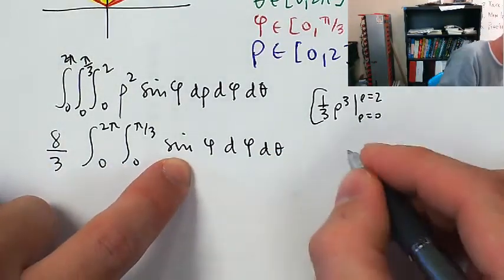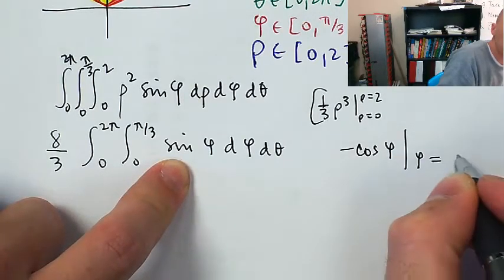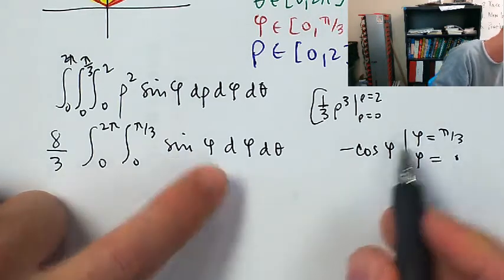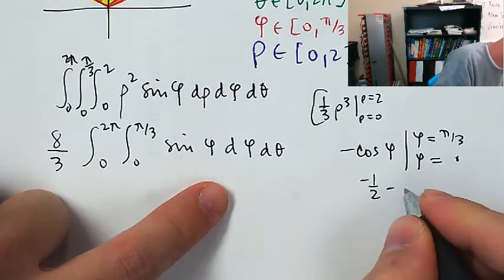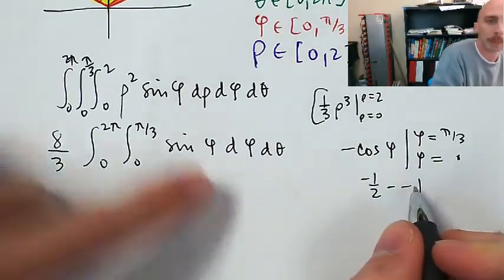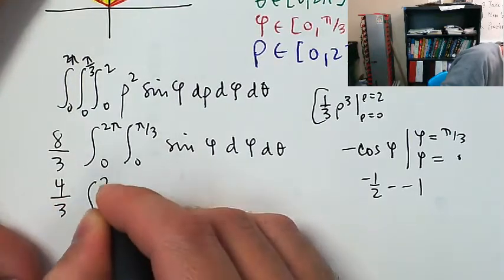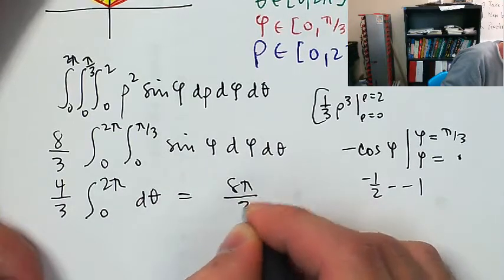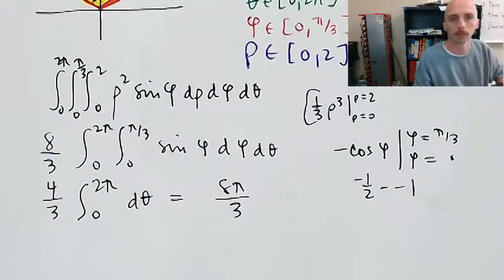Okay, the antiderivative would be negative cosine phi, as phi runs from 0 to pi over 3. So negative cosine of pi over 3 is negative 1/2, minus negative cosine of 0, which would be negative 1, and that'll be positive half. So that would be 4/3 now. The integral from 0 to 2 pi of d theta, and that's going to be 8 pi over 3. That one was a little better.